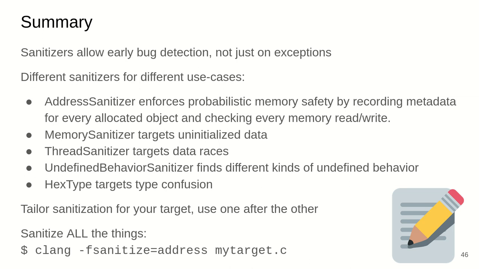So in the end, you need to tailor sanitization for your target and then use one after the other if there are different sanitizers that apply. They don't compose, but you will rerun fuzzing campaigns anyway over a longer amount of time. So select one sanitizer after the other and iterate through them. And in the end, I leave you with a parting note that you should sanitize all the things during testing using clang -fsanitize=address on your target. And this fits into this nice sanitization optimization goal.